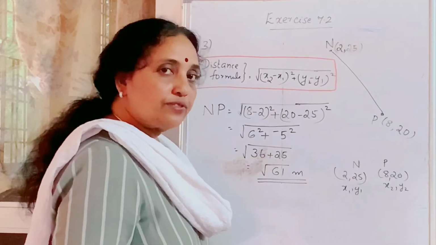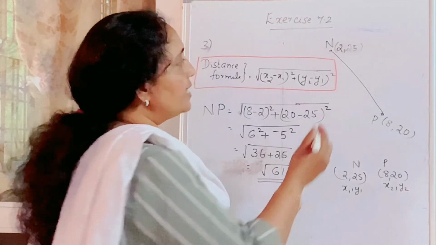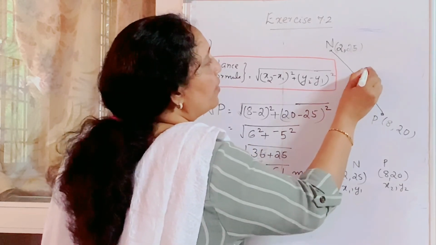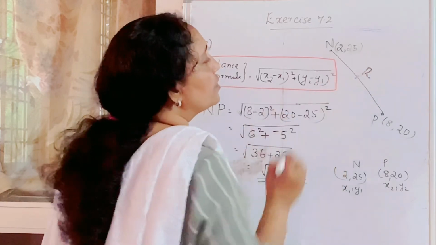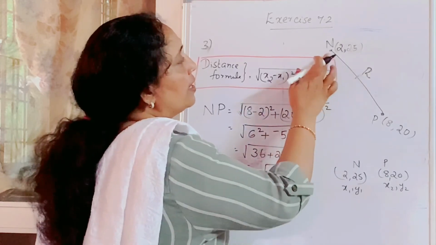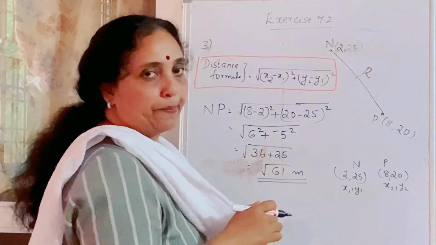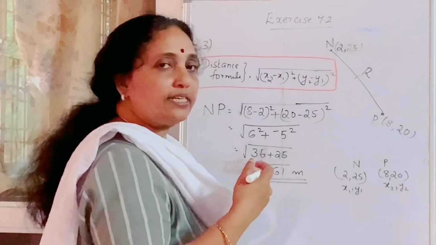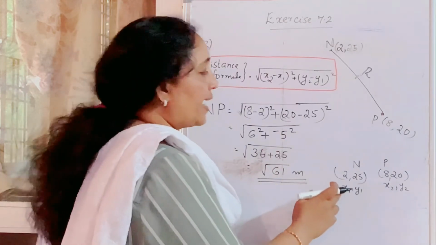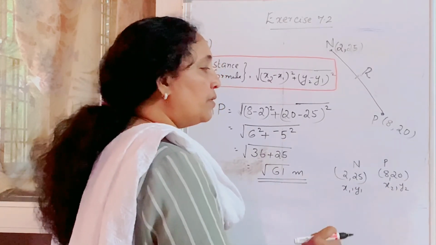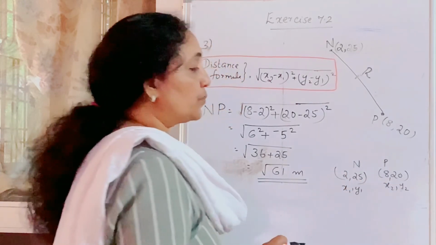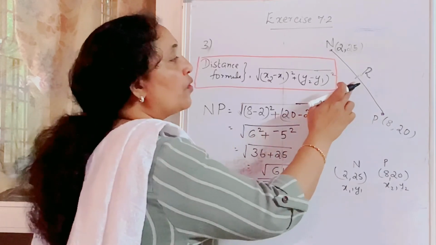Then the next part of the question is Rashmi has to place a flag halfway between these 2 points in NP. Okay, then we want to find out the coordinates of the point R. So this is the midpoint of NP. So what is the formula for finding the midpoint of a line segment? Midpoint is equal to x1 plus x2 by 2, that is the x coordinate, and y coordinate is y1 plus y2 by 2. Okay, so you find out the coordinates of R.